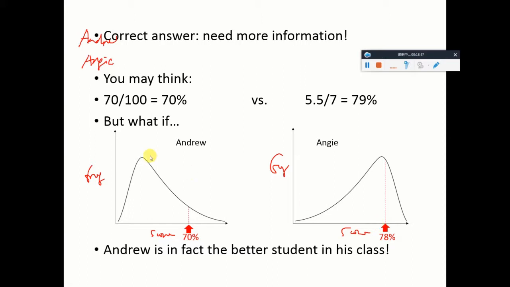But in my previous slide, I never provided this information. That's why I said we need more information. And that information is precisely the shape. What kind of distribution are we talking about when we look at these scores?